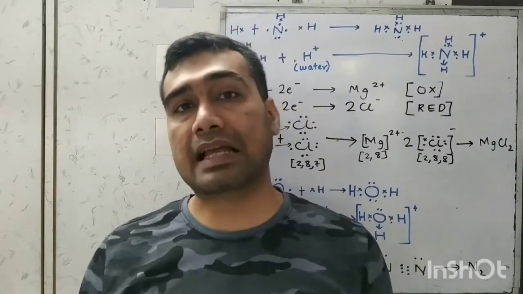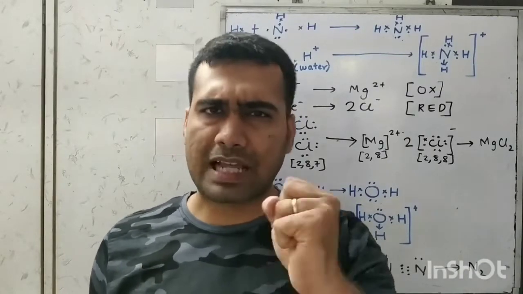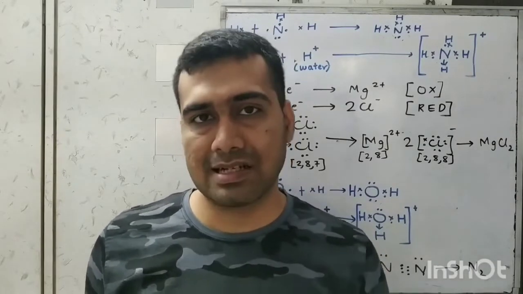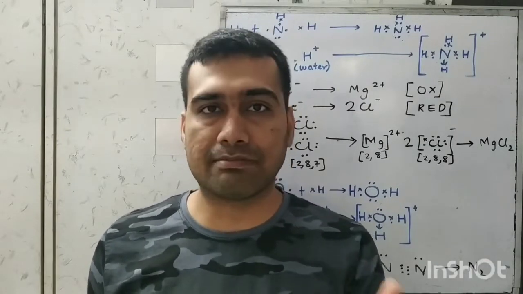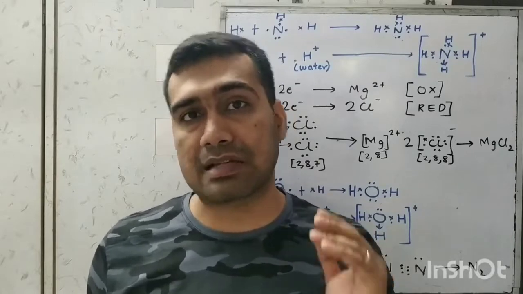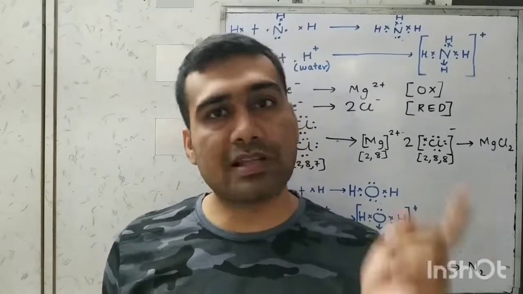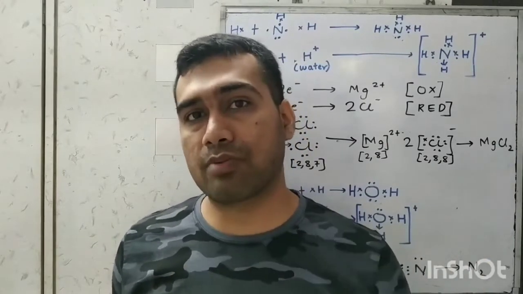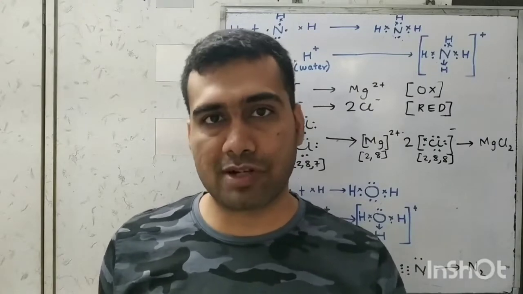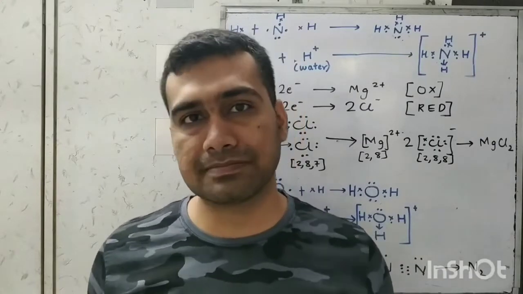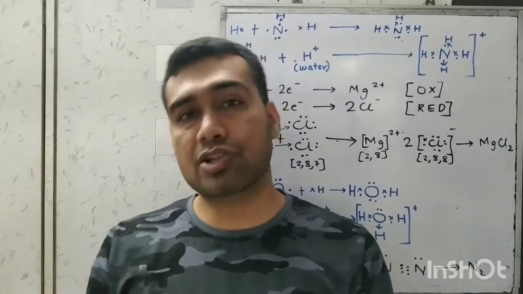Third, melting and boiling point. Because of the strong electrostatic force of attraction between the ions of ionic compounds, or electrovalent compounds, they have high melting and boiling points. Whereas covalent compounds have low melting and boiling points because the intermolecular forces of attraction, the van der Waals forces, are quite weak. Next, conduction of heat.